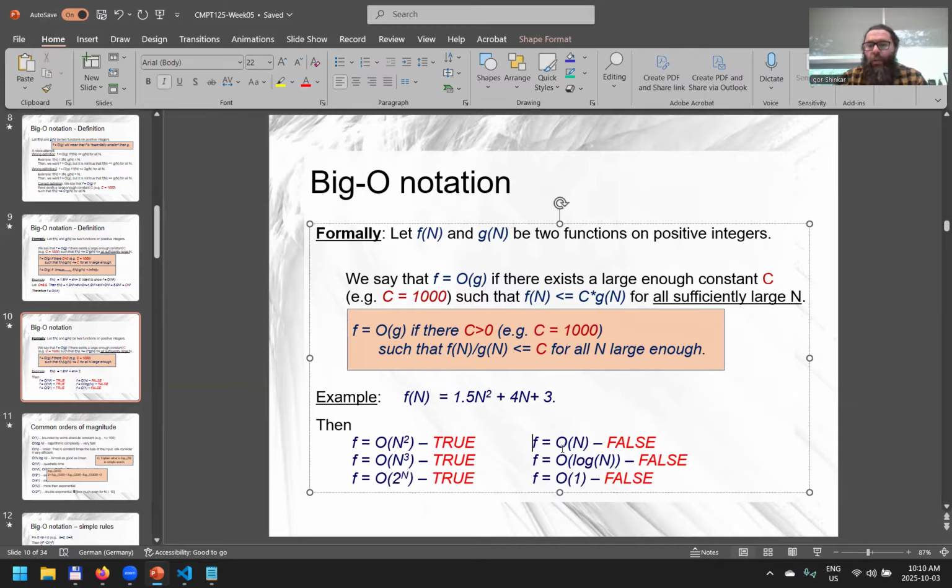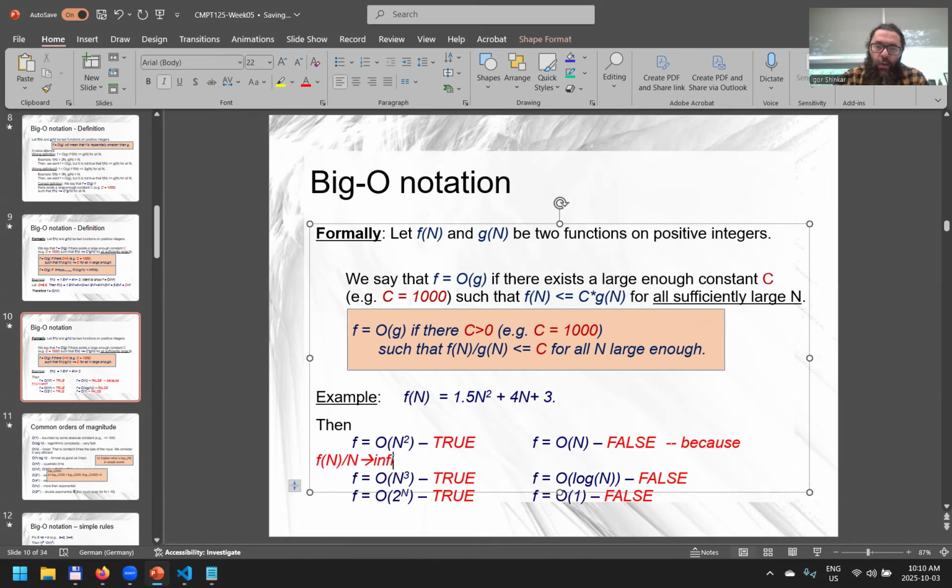On the other hand, this one is false. So why is this one false? Because, well, we have the n squared term, and if you look at f divided by n, it actually goes to infinity, right? It's not upper bounded. So let me write it. Because f of n divided by n goes to infinity.